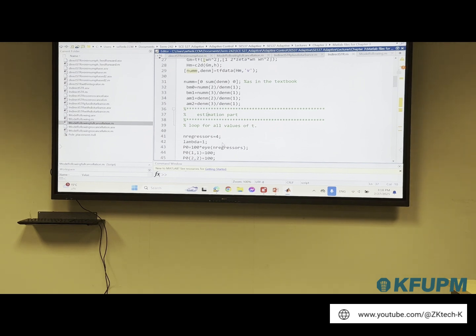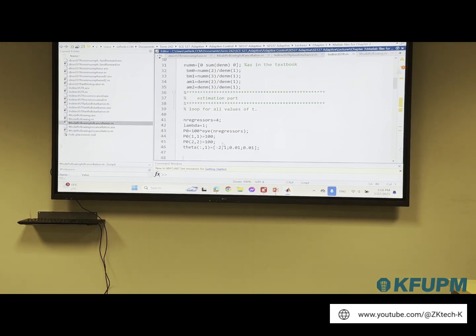I'm going to estimate the value of A and B in every loop. So I need to identify how many regressors I have, how many parameters I need to identify. So I need to identify 4 parameters, 2 in the numerator, 2 in the denominator for B and A. Everybody understood why 4? 2 coefficients in the numerator and 2 coefficients in the denominator. So this is 4. I selected lambda equal to 1, which means that I'm not forgetting anything. So every value of time has exactly the same weight.